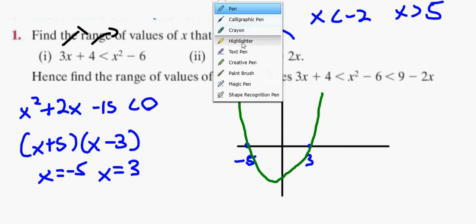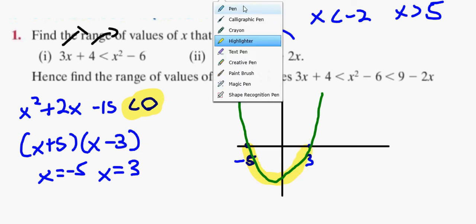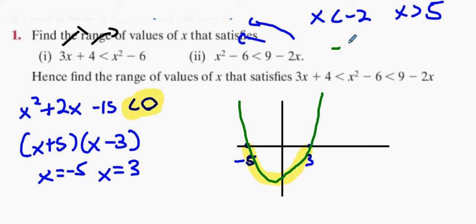How'd you tell? Above or below? What's that say? Below. You want all the answers between minus 5 and what? 3. Okay.